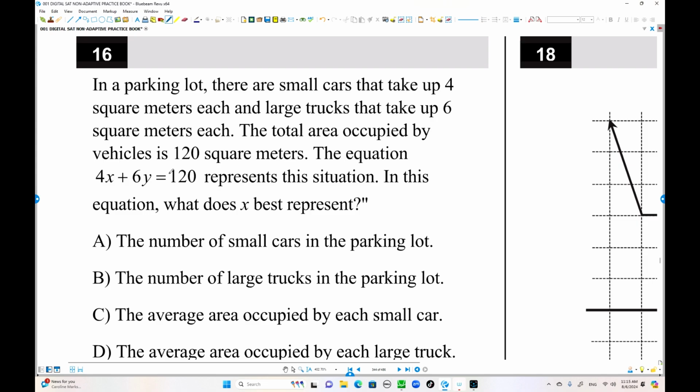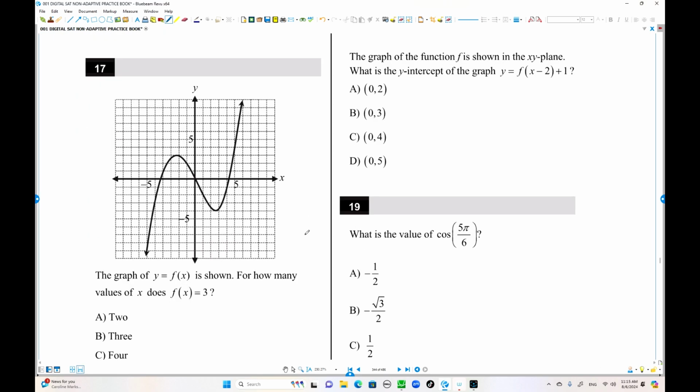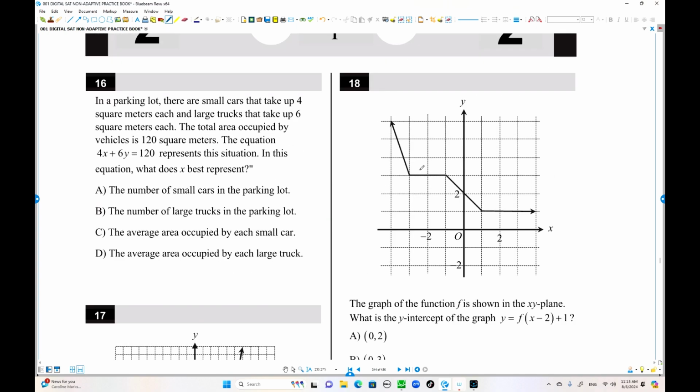Okay, I'm going to skip number 16. This one is a very popular question we did already. Here is number 18.